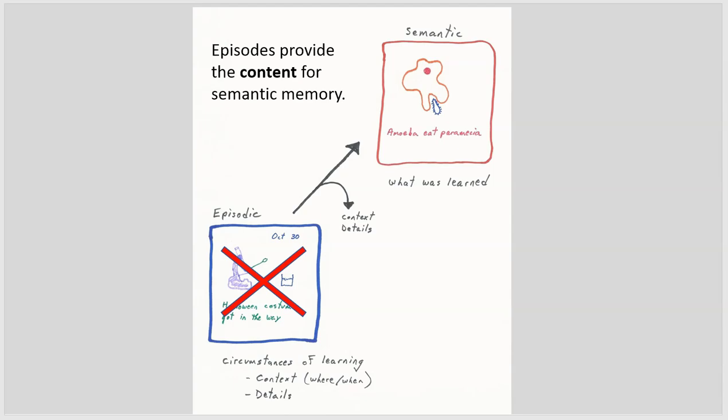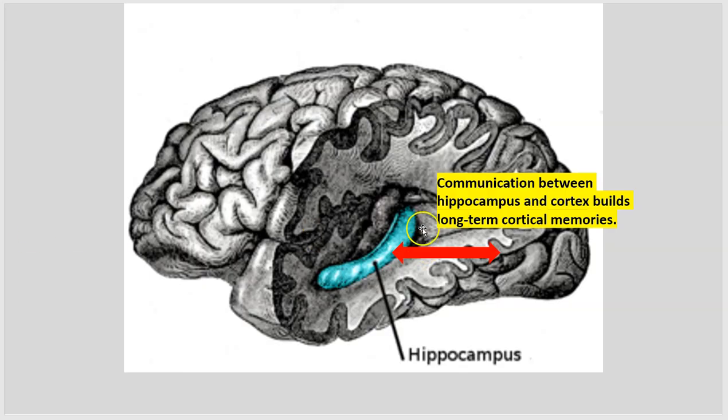So by studying patients like HM and Clive, scientists came to the conclusion that the communication between the hippocampus and the cortex is critically important for building long-term cortical memories. So the hippocampus has to be able to communicate with the cortex to give us the long-term memories that then we will be able to retrieve for a lifetime. This process is called consolidation.